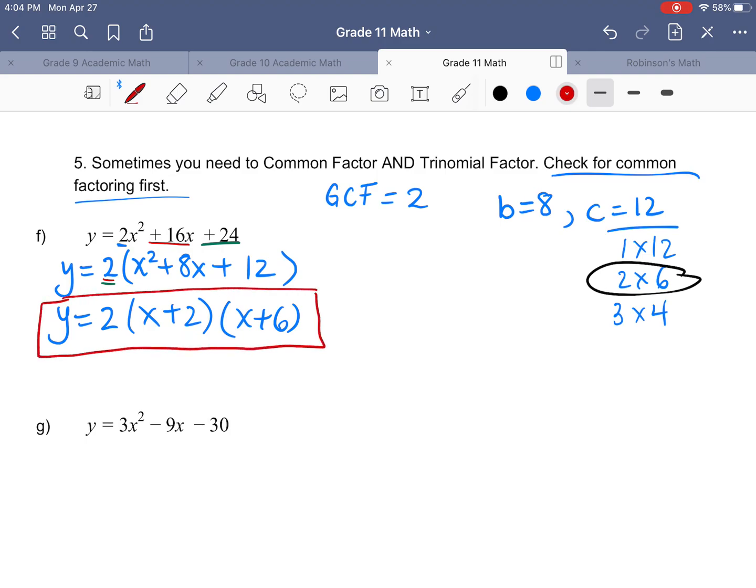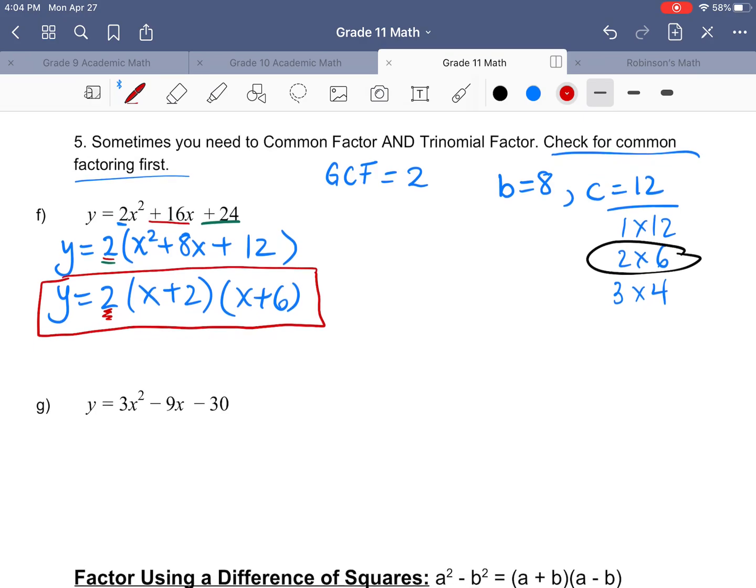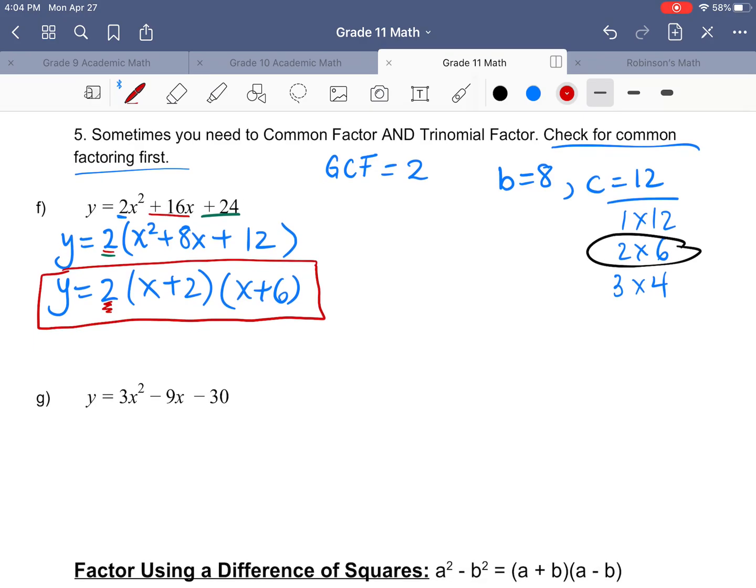And it's very important that when you're common factoring something out, it doesn't disappear. A lot of people think, oh, it's going out, I'm getting rid of it. But this 2 needs to stay here. It's very important. Let's do one more. So for G, we have y is equal to 3x squared minus 9x minus 30. As I just said before, because we're going to check for common factoring first, and in this case, yes, we have it, our greatest common factor can't be any bigger than our smallest number, and our smallest number is this 3.